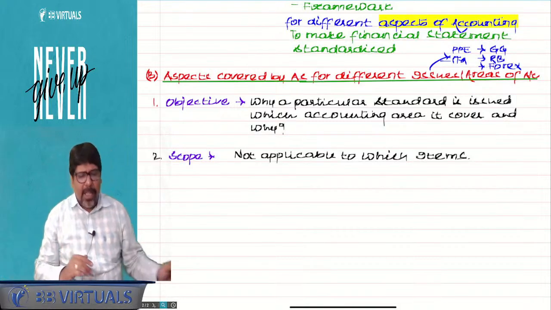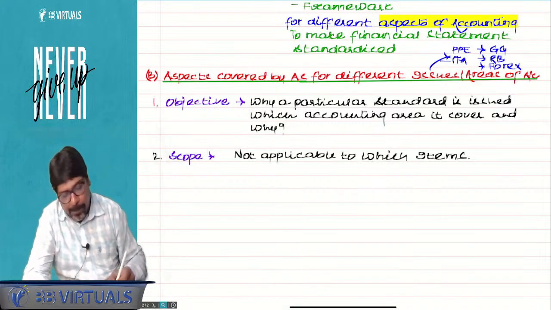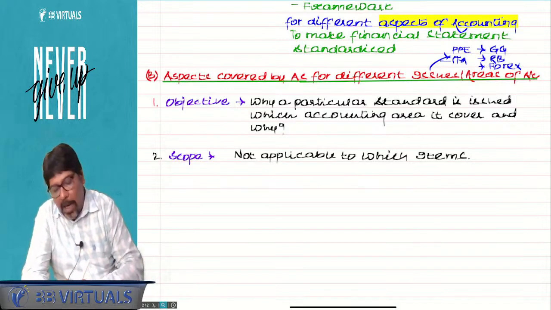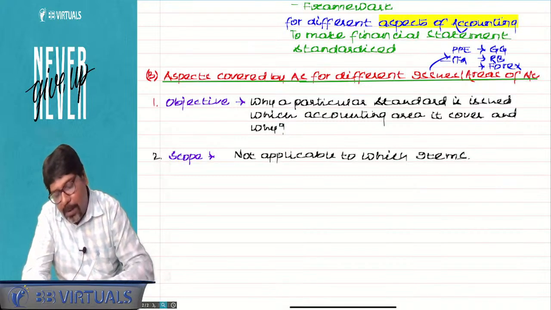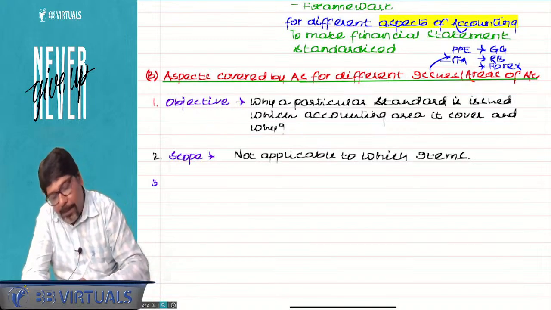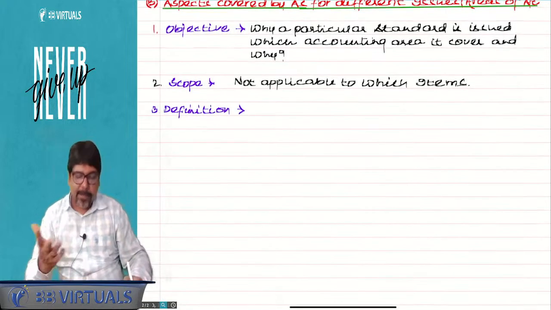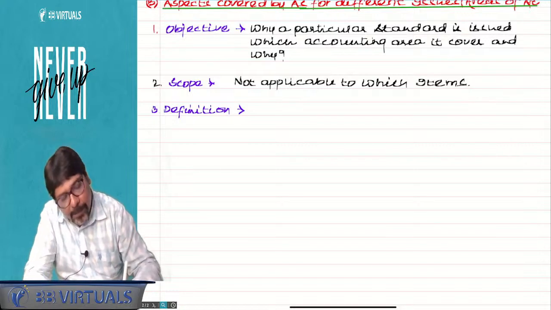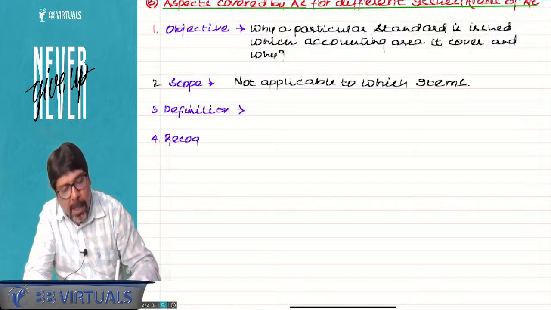Understood, chartered? Yes or no? Not applicable to which item? Correct. Number 3: chart, definition. Definition is simple, it will define. Number 4: Recognition.